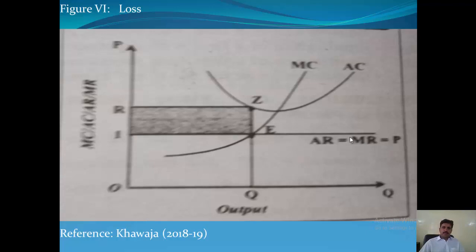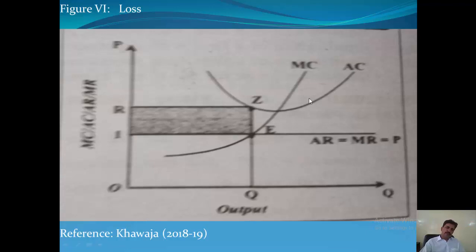So coming to the equilibrium position, MC cuts MR at point E, so E is said to be the equilibrium point. OQ will be the quantity produced and QE equal to OI will be the price.